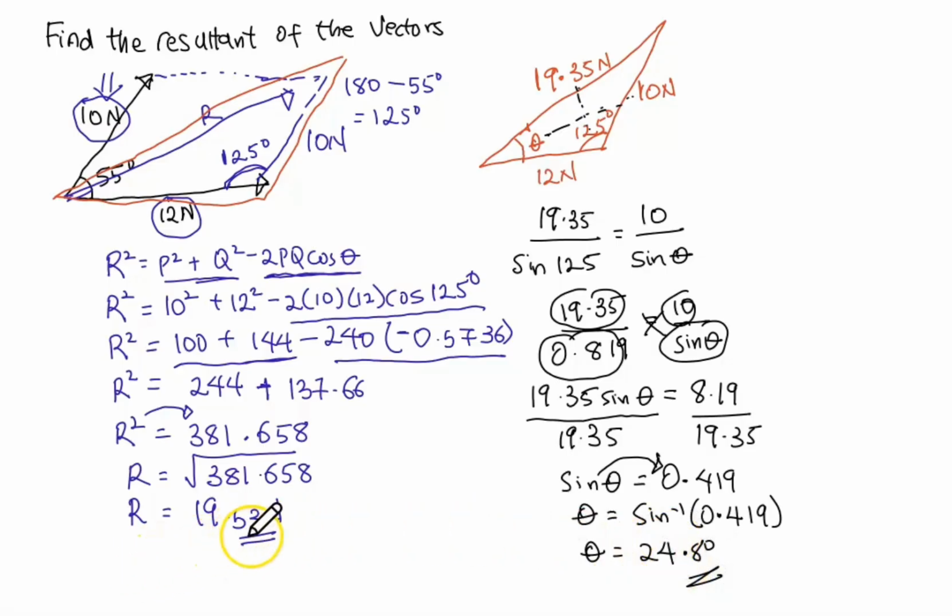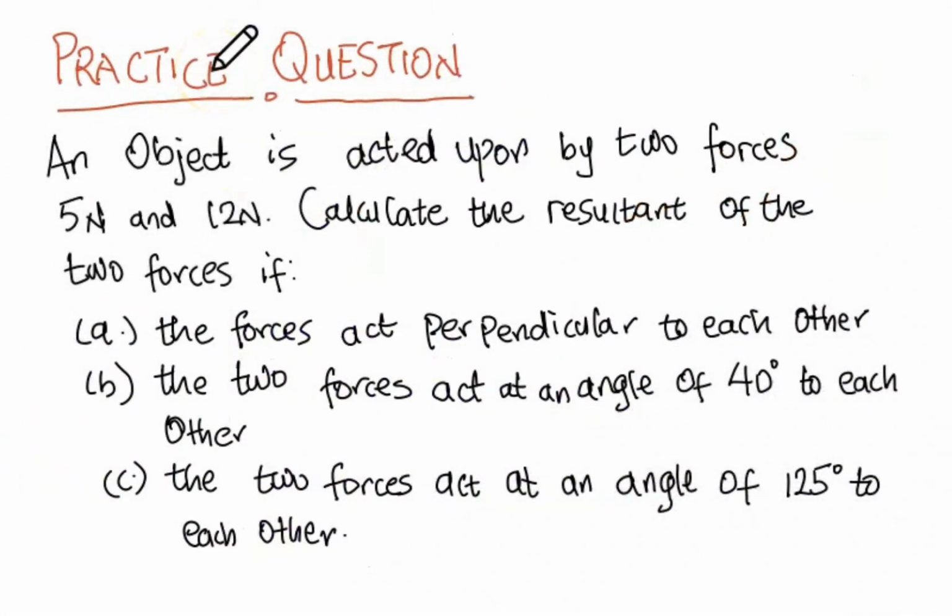So in magnitude, we have 19.35 Newton, and then in direction, we have a 24.8 degree. So this is the resultant in magnitude and in direction. So here is a practice question which reads, an object is acted upon by two forces, 5 Newton and 12 Newton. Calculate the resultant of two forces if A, the forces act perpendicular to each other. Secondly, calculate their resultant if the forces act at an angle of 40 degrees to each other. And lastly, calculate the resultant if the two forces act at an angle of 125 degrees to each other.